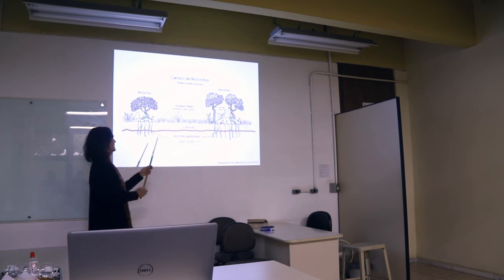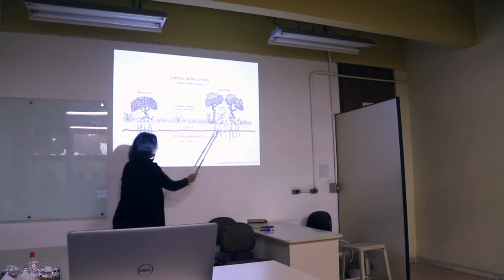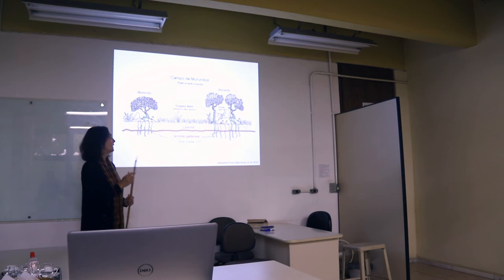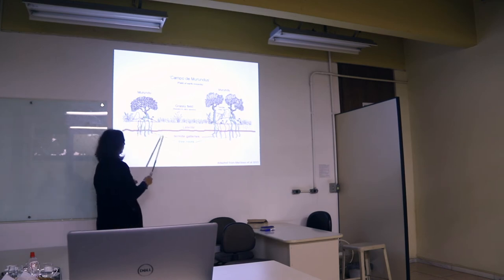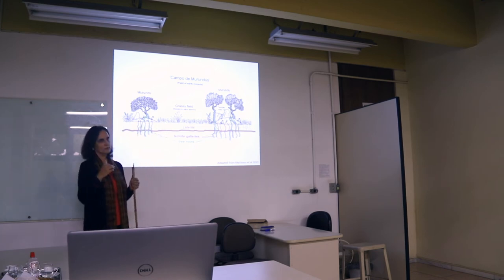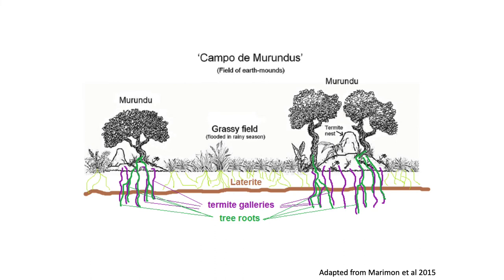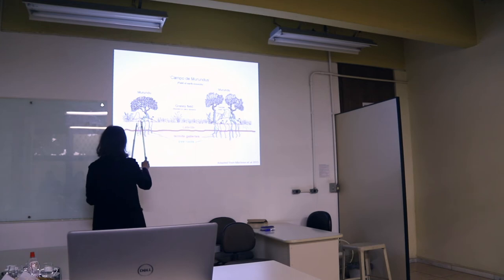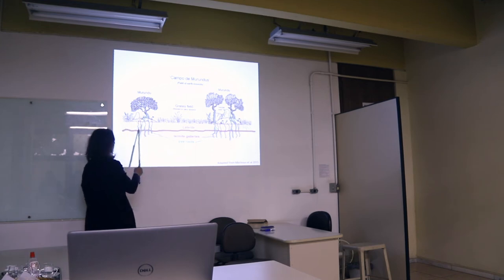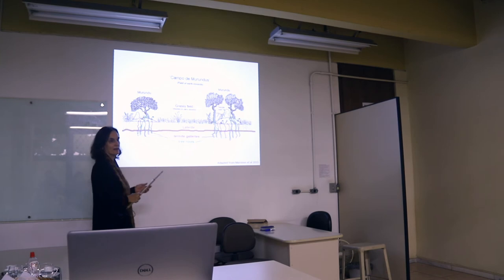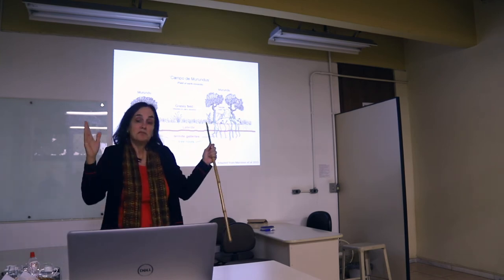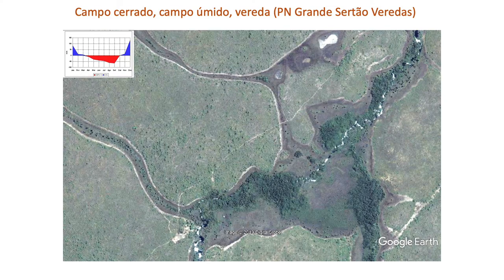What happens there is there is an impediment layer, and this in colors is one hypothesis that I bring to you, I'm sharing with you, because I believe that the termites are able to break this layer, and then the trees can have their roots going deep and can survive, but it's to be demonstrated.